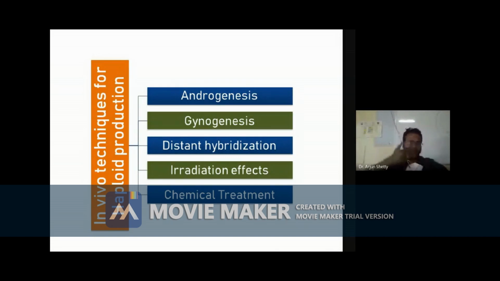Now coming to distant hybridization. As I already told you, when we want to go for production of a homozygous plant, but even after repeated crossing homozygosity is not possible in that particular plant, then we can go for distant hybridization, between two genera or two families, between plants which are not really interconnected, unlike crosses between varieties or between species.